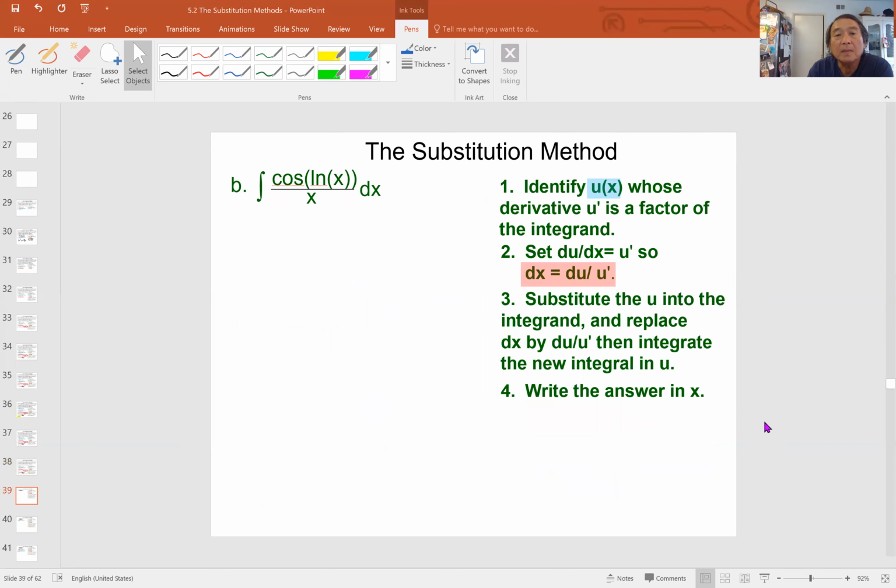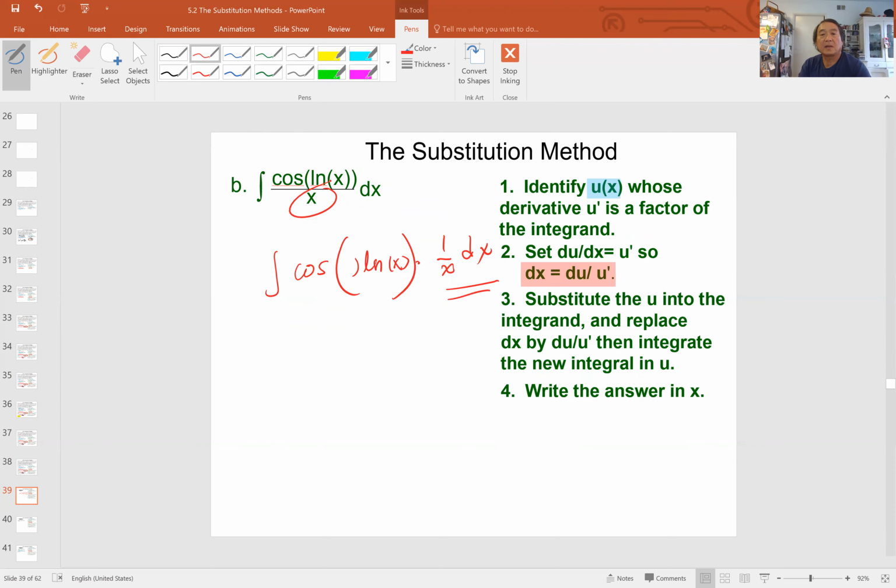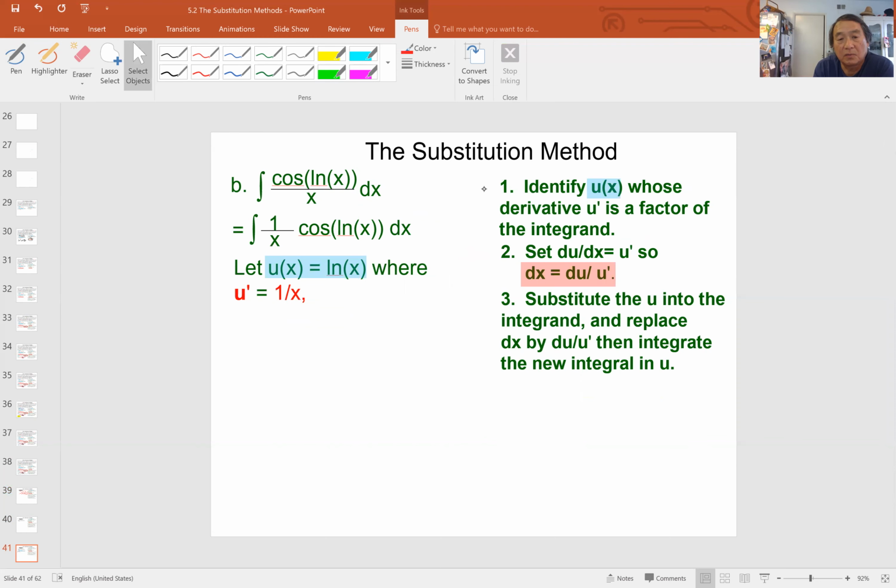Okay, here's another one. This one's a little harder to see. Where is the u prime? For this type of problem, a fractional one, a lot of the time it is useful to write the denominator on the side as a factor of dx. Okay, not cosine x log x, but cosine log of x. So I'm going to write x in the denominator as 1 over x. And if you do that, then you'll say, oh, the derivative of log of x is 1 over x. Therefore, we're going to set u to be log of x. Then u prime will be 1 over x. And when we do the substitution into u, that 1 over x will automatically cancel with this 1 over x.